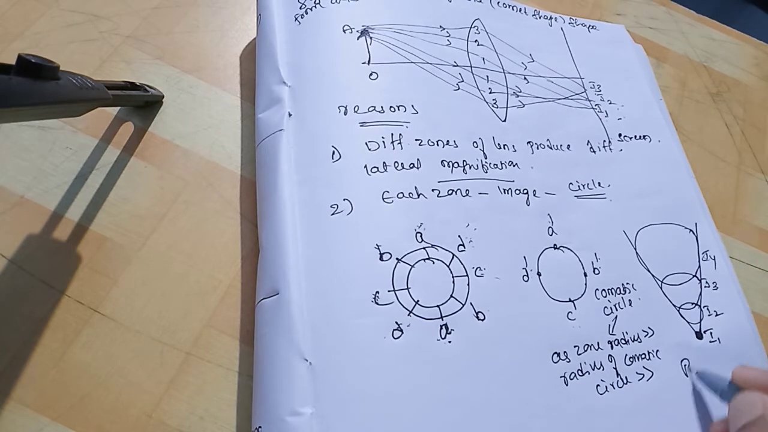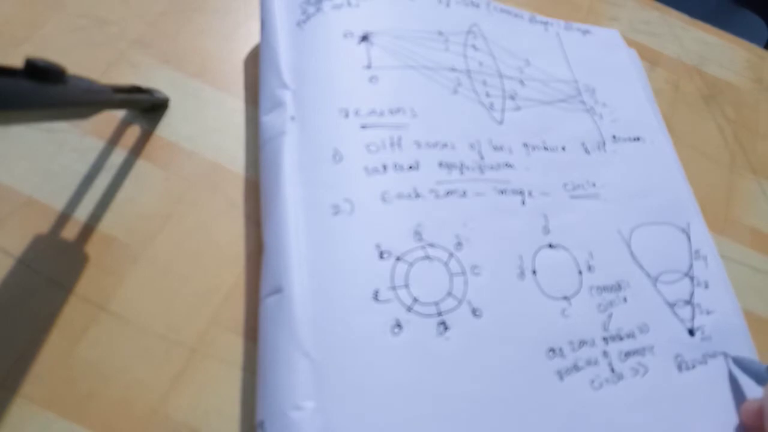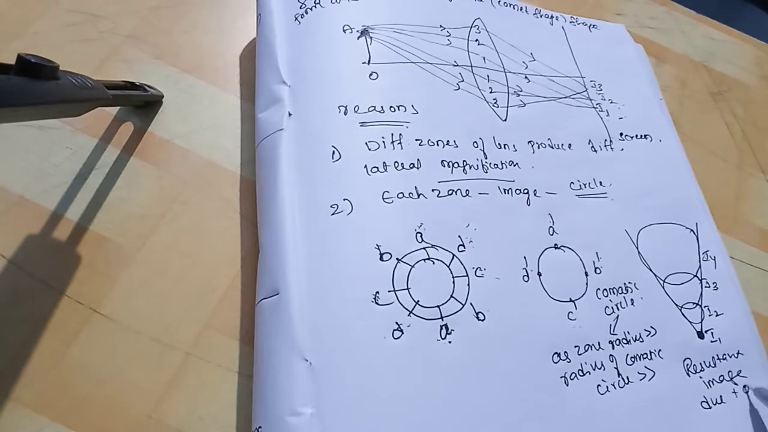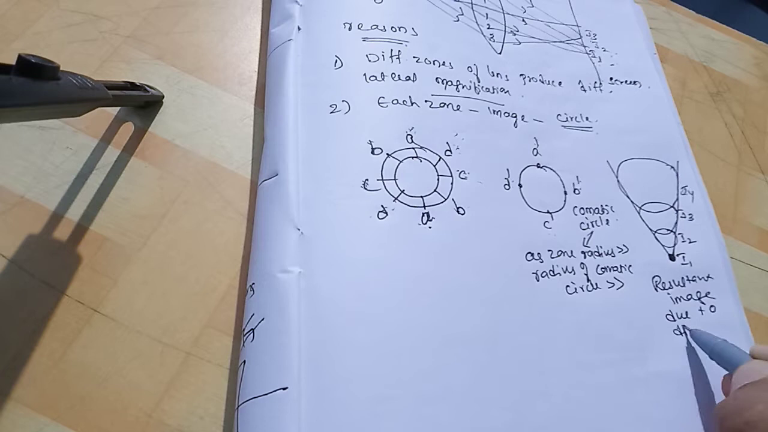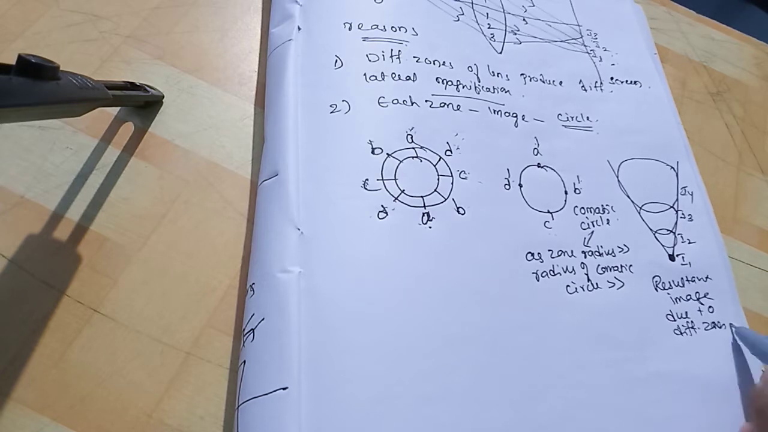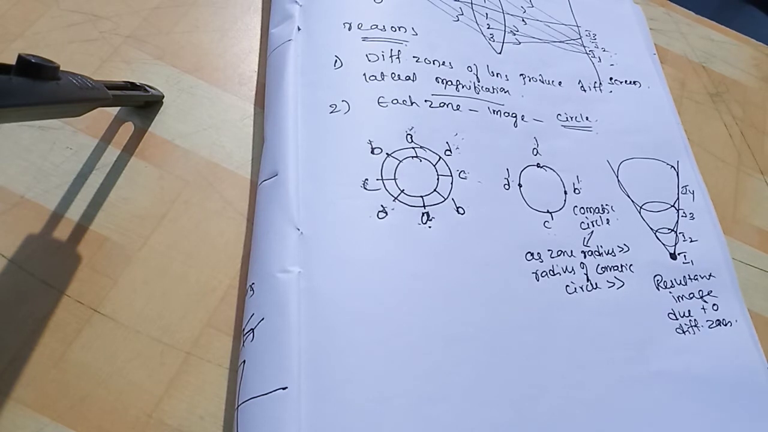Now this is the resultant image due to different zones. Right? Now it is in form of a comet. So only we call it as coma. Here image is not in a perfect focus when object is slightly far off the axis. That we call it as coma.